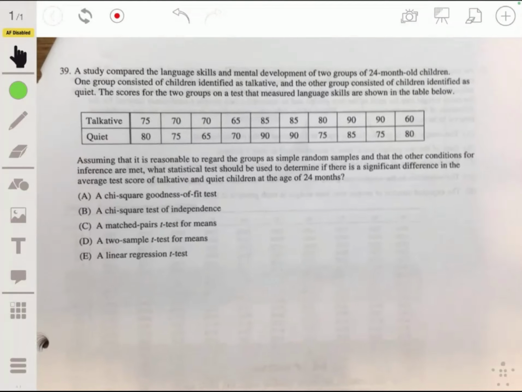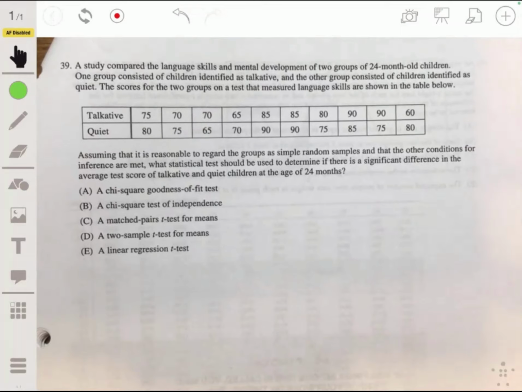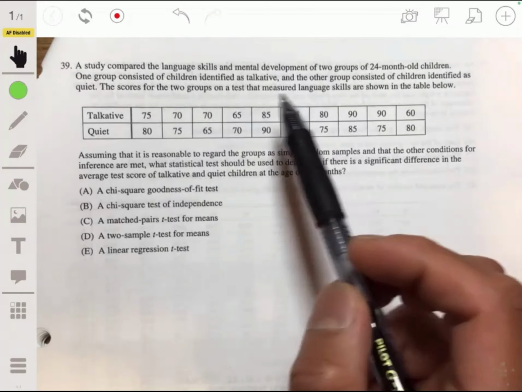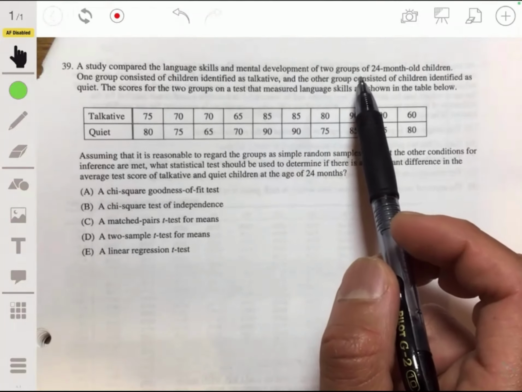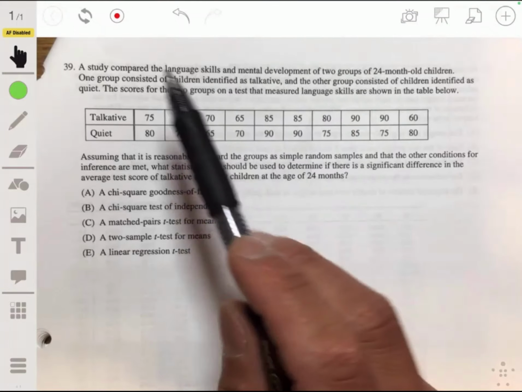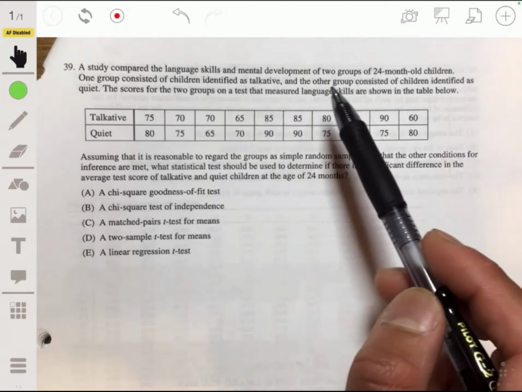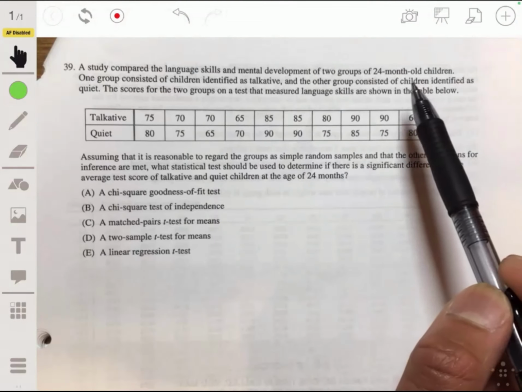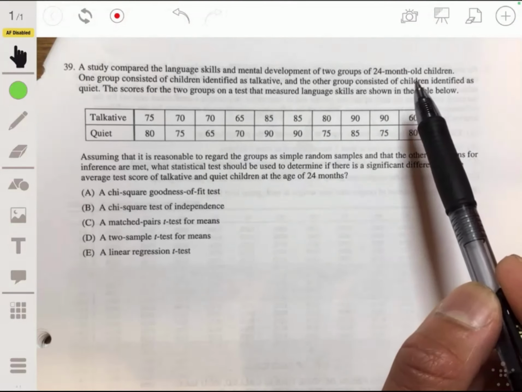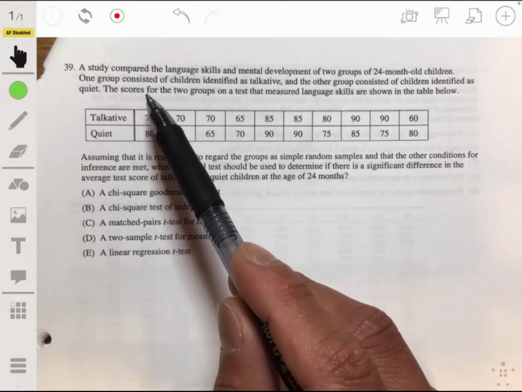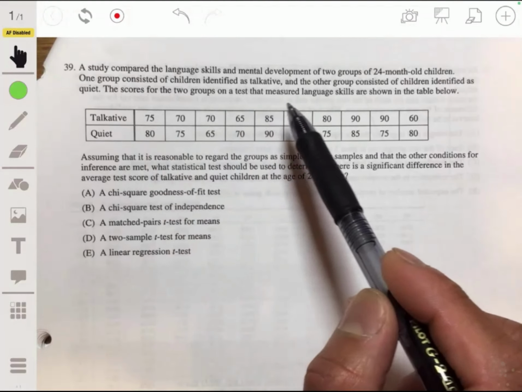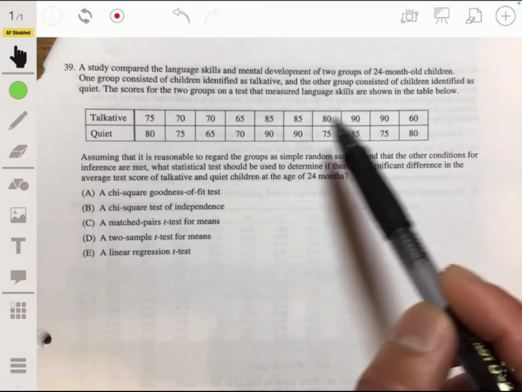All right, 39. A study compares the language skills and mental development of 2 groups of 24-month-old children. One group consisted of children identified as talkative, and the other consisted of children identified as quiet. The scores for the 2 groups on the test that measured language skills are shown in the table below.